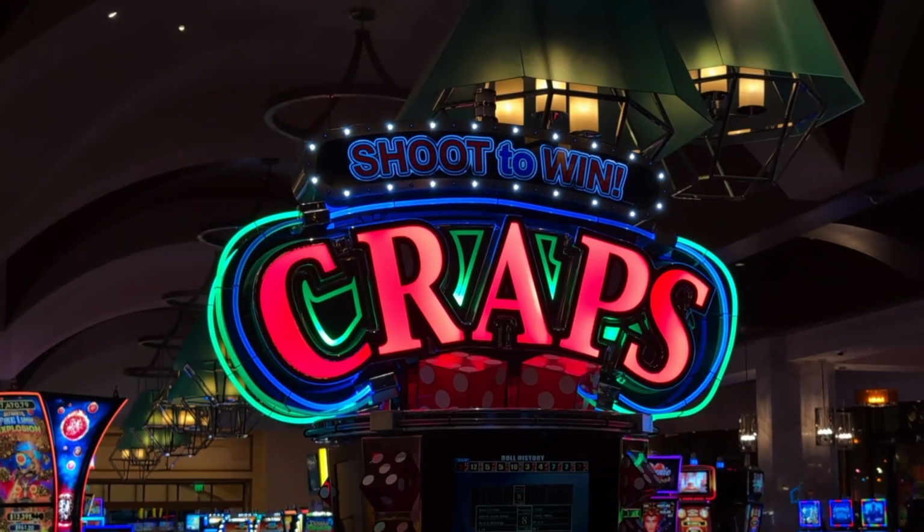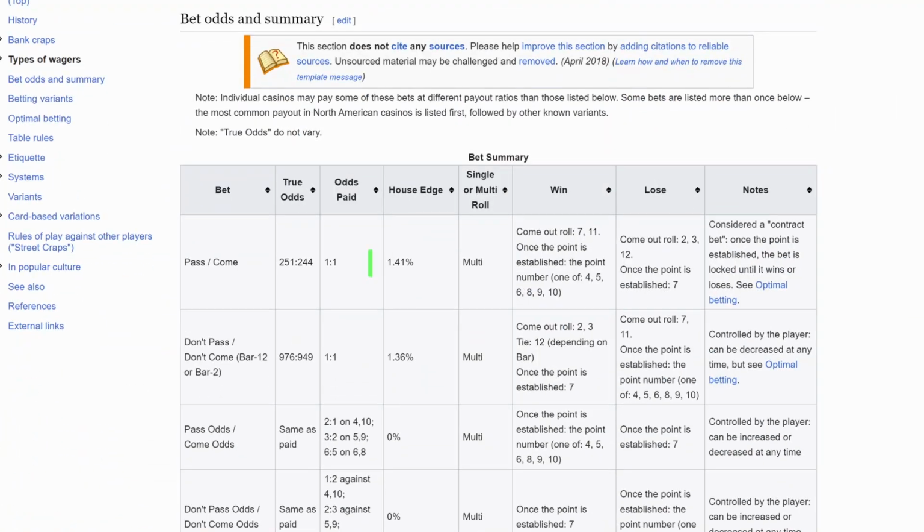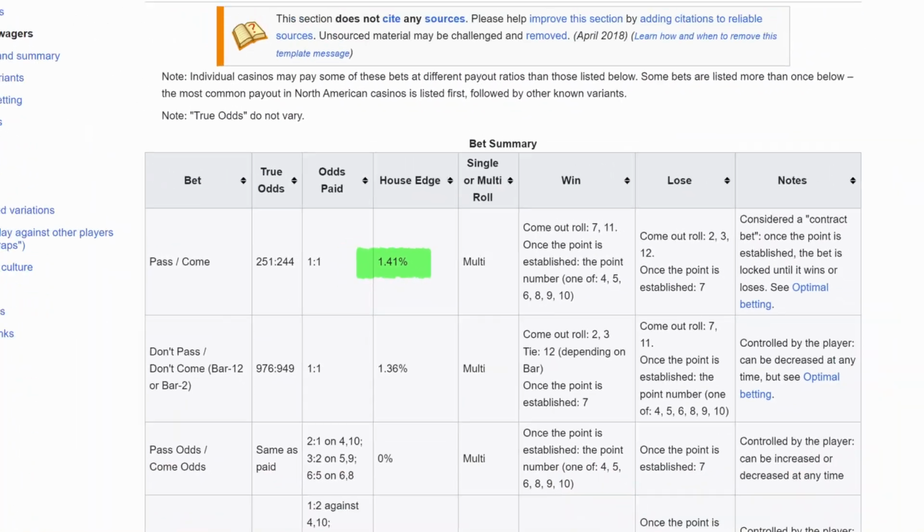When I first started playing craps, I really didn't know what to expect. I knew some of the mathematics behind it. For example, I knew that the house edge on the pass line was 1.41%. So I got really into this because it's such a complex game with all kinds of different betting strategies, bets, and dice outcomes, and all of that kind of stuff.